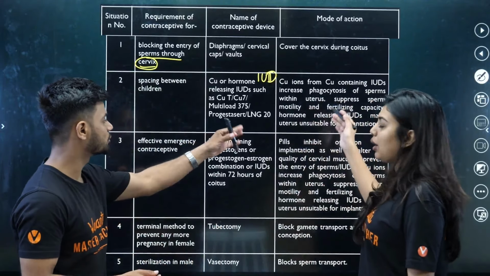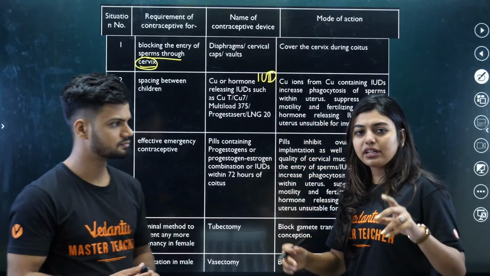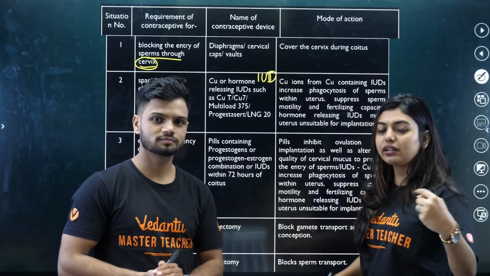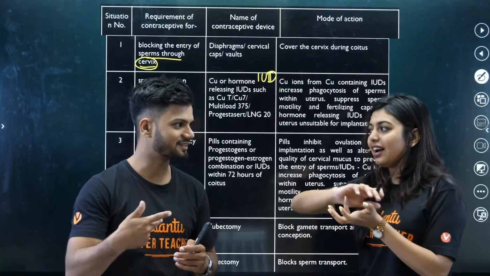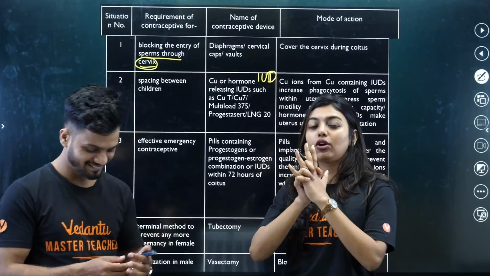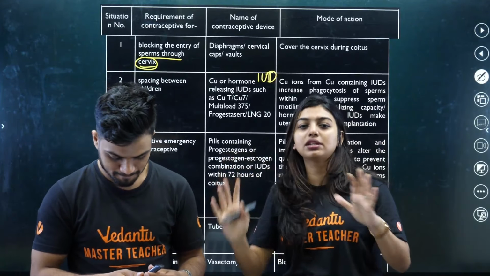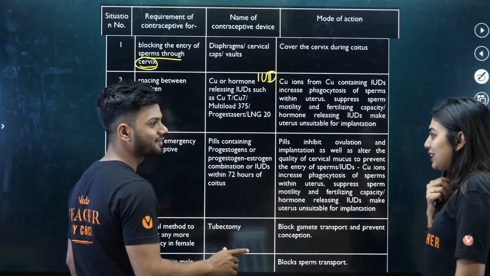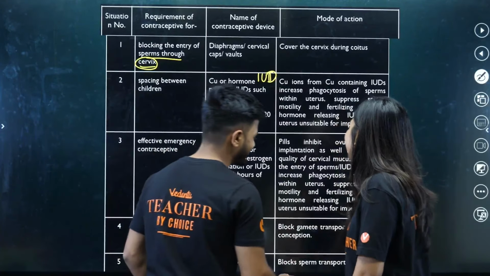So you know how it happens? Copper is continuously released, which reduces the motility of the sperm. It does not give hospitality for the sperm to enter. It basically creates a complete blockage for the sperm and also makes the mucus very thick so the sperm does not enter. Clear? I told the entire thing in one second.